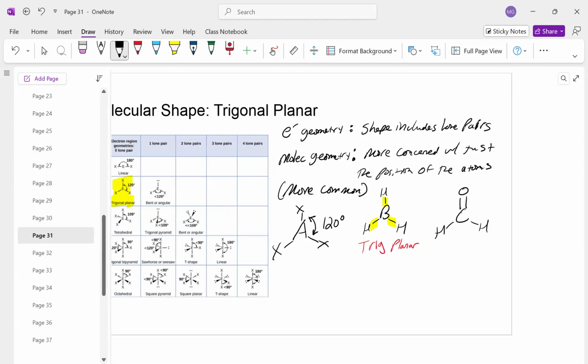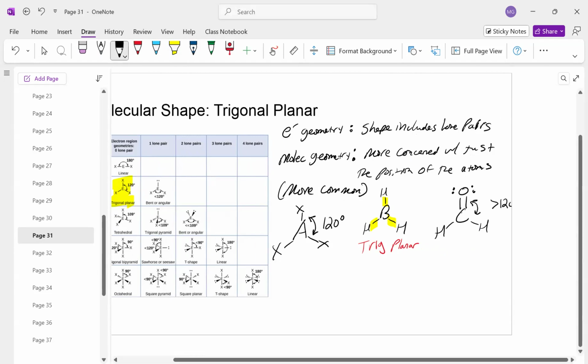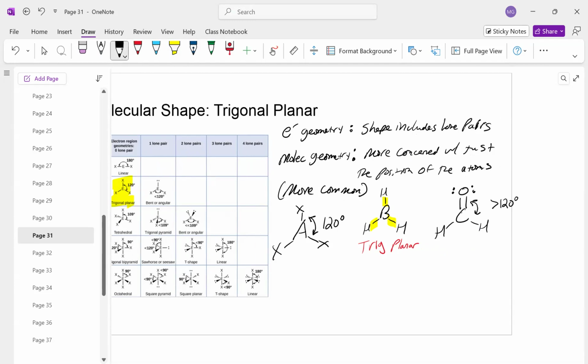Another example is the compound formaldehyde. Now, one thing I do want to point out, if you Google the bond angle of formaldehyde, this bond angle here is going to be a little more than 120 degrees, just slightly, maybe a couple degrees, if any. And the reason for that is double bonds, since there's more electrons, repel more than single bonds.